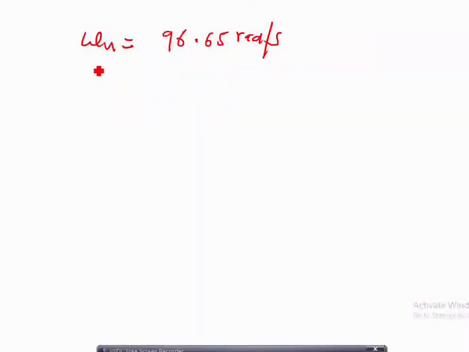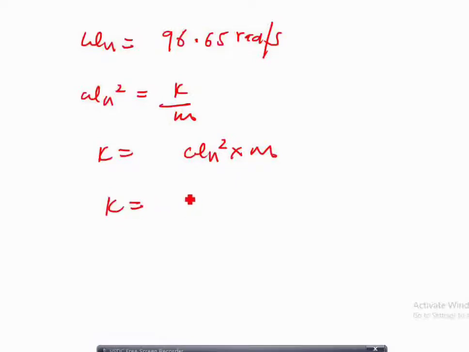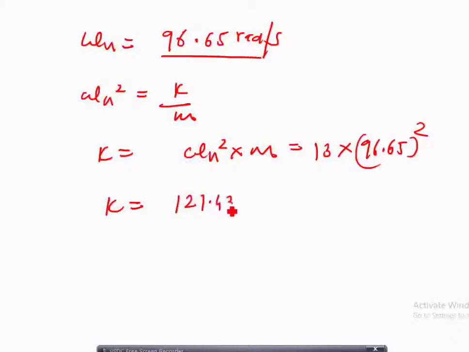Okay, and now they have asked you to find out the stiffness of an isolator so that the isolation is 65%. So we know that omega n squared is equal to k upon m, right? So k is equal to omega n square into m. What is the final answer? Now we know omega n is 96.65 and m is 13 kg. So 13 into 96.65 bracket square.